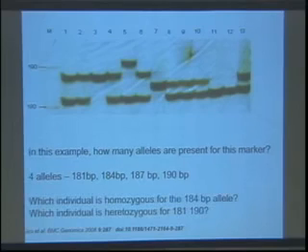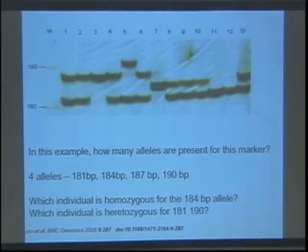Then, of these numbered individuals up here, which one is homozygous for the 184 base pair allele? Number 7, that's right. Number 7 is homozygous because there's only a single band, and that's the 184, from 181, 184, 187, 190. And which individual is heterozygous for both 181 and 190? Number 5. All right.